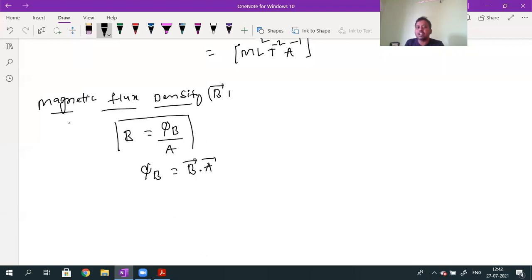Why is it called magnetic flux density? Flux density is nothing but flux per unit area. That is why it is called flux density. There is another name for the magnetic field induction, the magnetic field induction vector. Yesterday we already defined this. This is one more definition for magnetic field induction or the magnetic field induction vector.